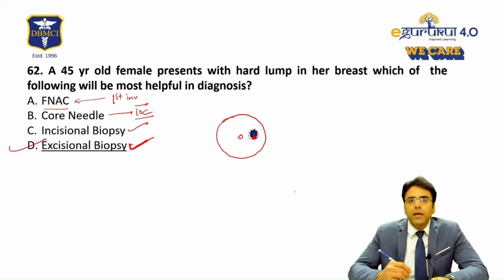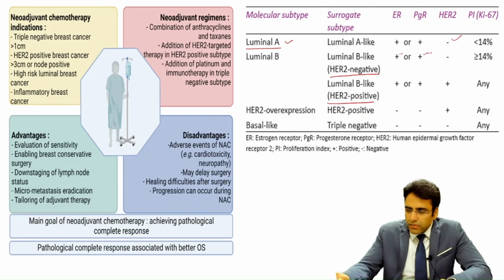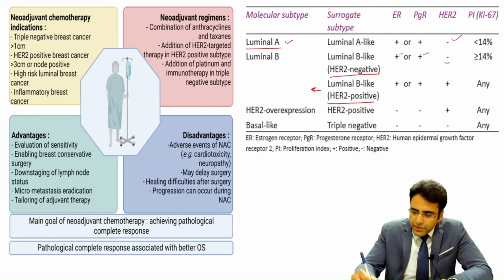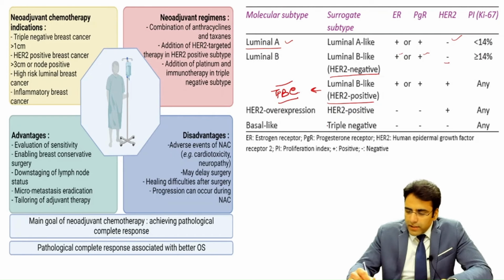Then luminal B is of two types. It can be HER2 negative or HER2 positive. In HER2 negative, ER/PR is positive, whereas HER2 is negative. Whereas in HER2 positive, ER/PR along with HER2 is also positive. It is also called triple positive breast cancer. Clear? Then HER2 overexpression is HER2 positive and ER/PR negative. Clear? Whereas basal-like is triple negative breast cancer.